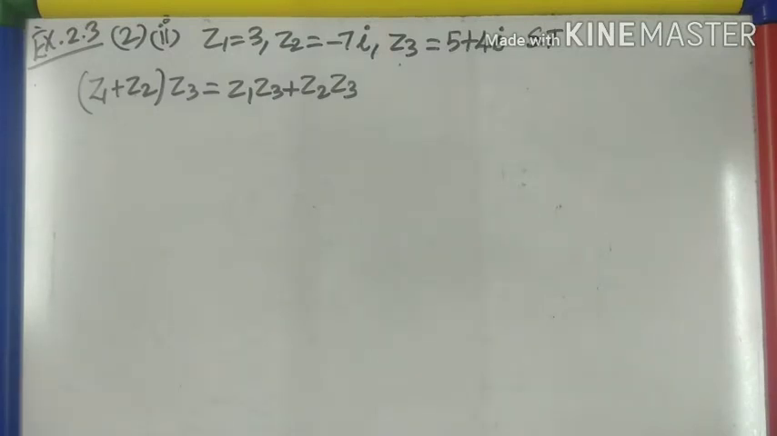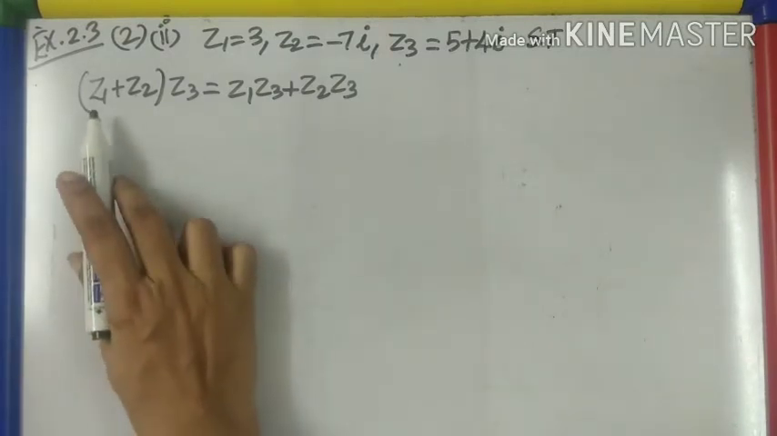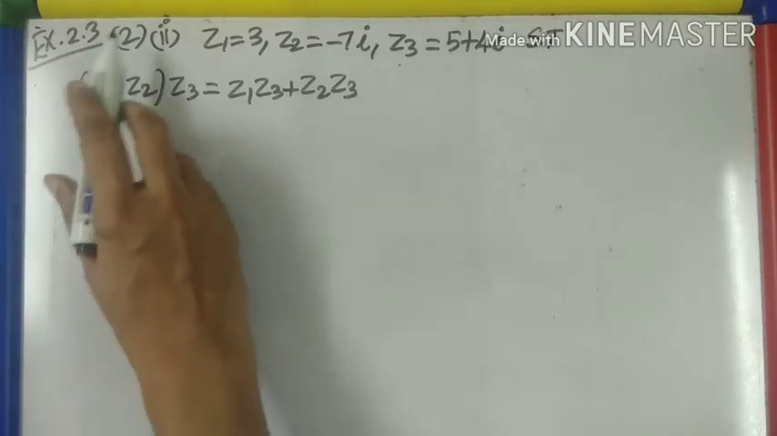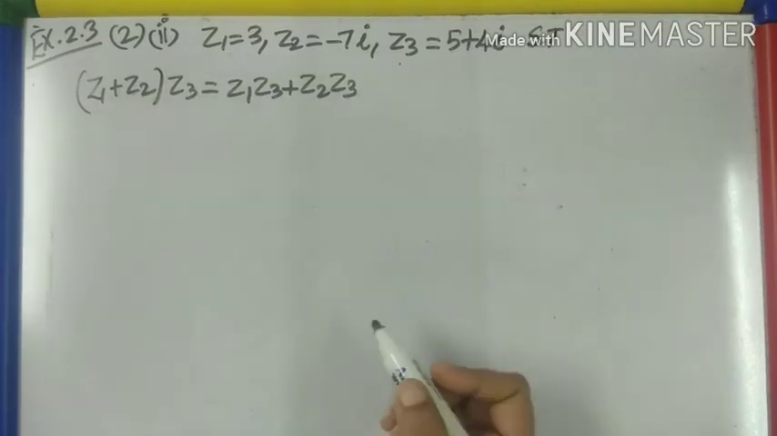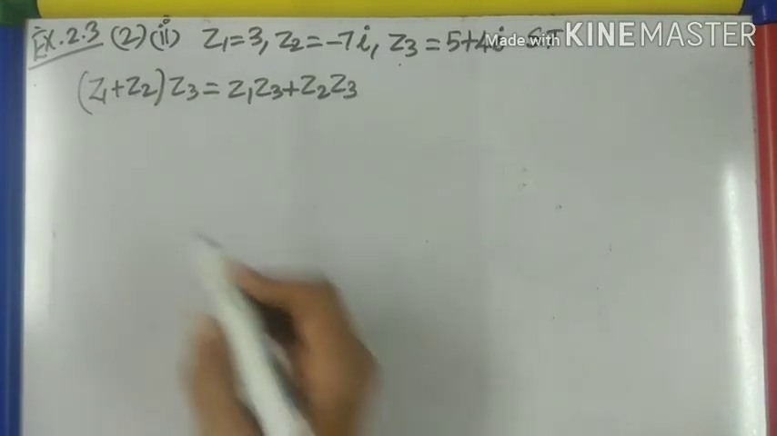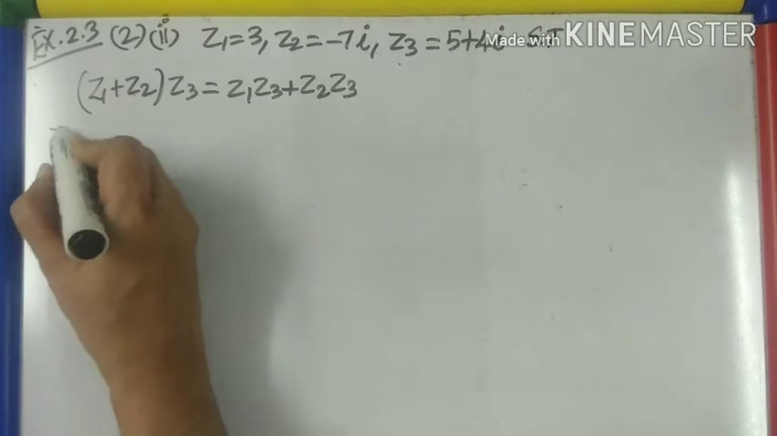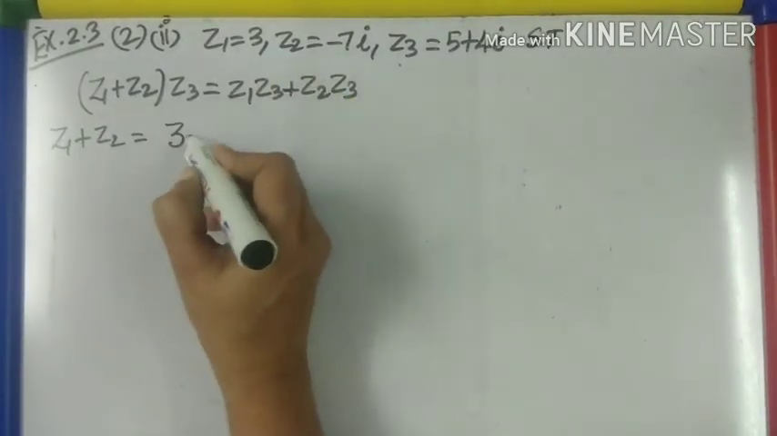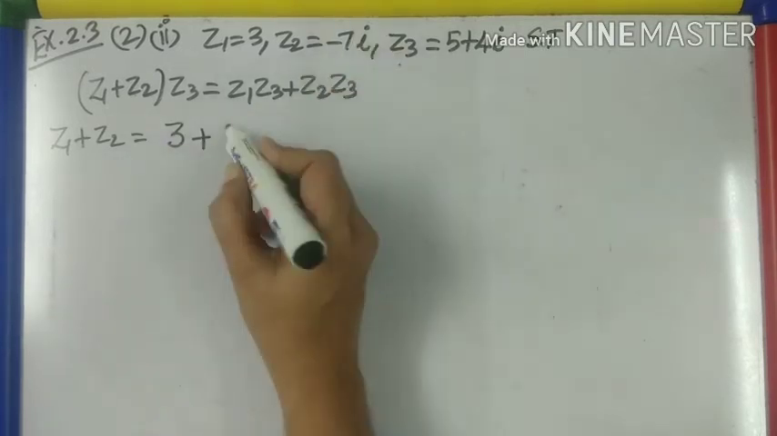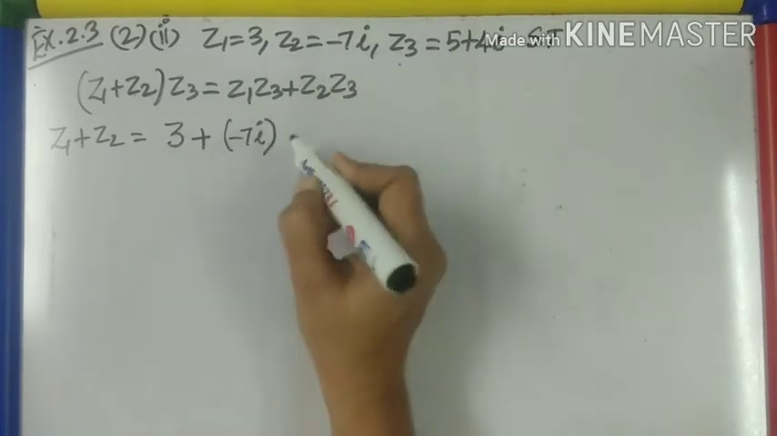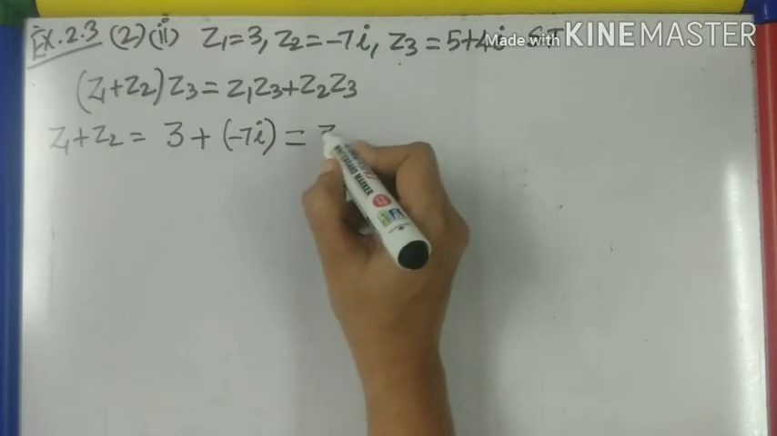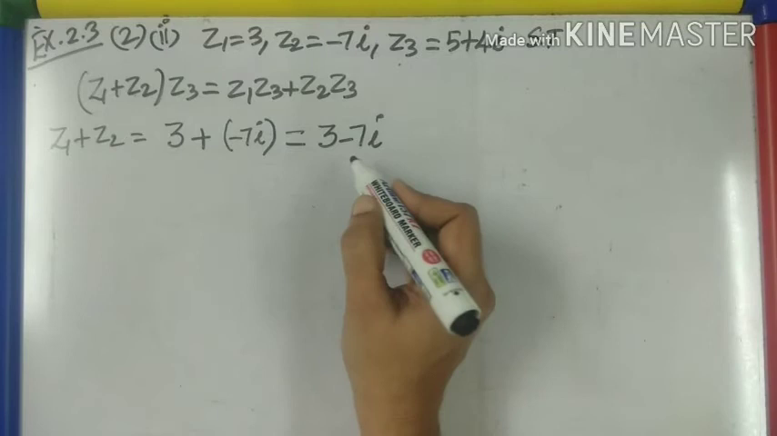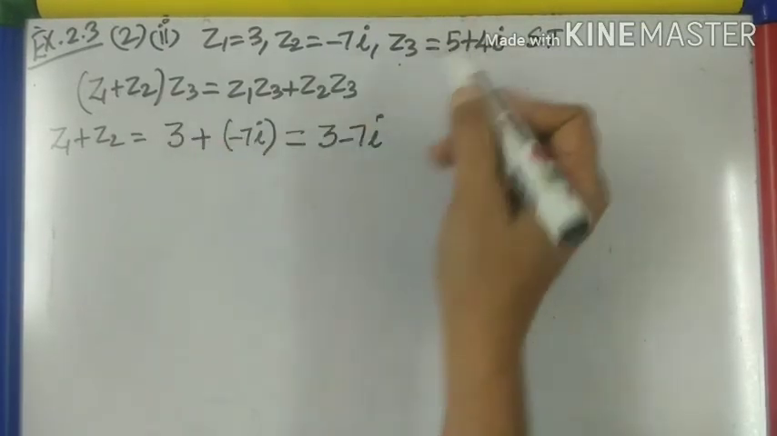Second subsection, we want to show (Z1 + Z2) × Z3 is Z1 Z3 + Z2 Z3. Somewhat similar to the previous problem. First we'll find out the bracket. Z1 plus Z2. Z1 is 3 and Z2 is minus 7i. If I add both, it is 3 minus 7i. This answer I want to multiply with Z3.